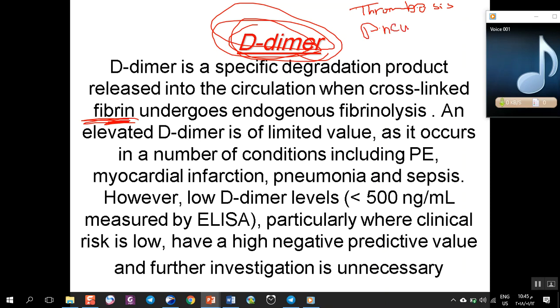But it is also increased in pneumonia, in MI, and in sepsis.